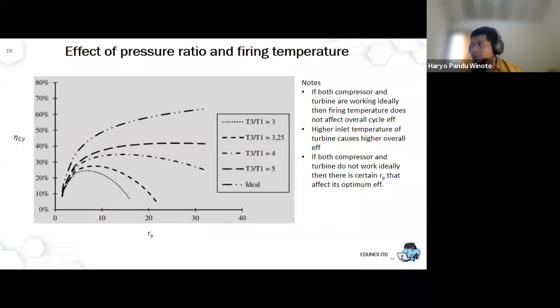Higher inlet temperature of the turbine causes higher overall efficiency, which means it is not T1, it is T3. It's not the inlet of the gas turbine, but the inlet of the turbine. When you have a higher temperature of compressed and combusted air, it's always useful when you want to expand it. That is the case.